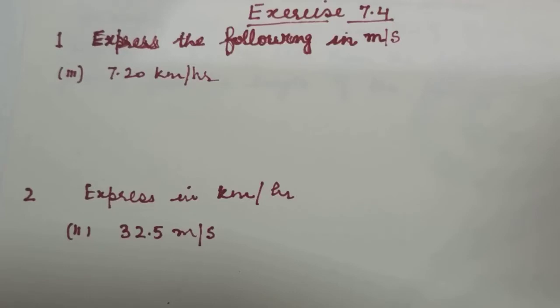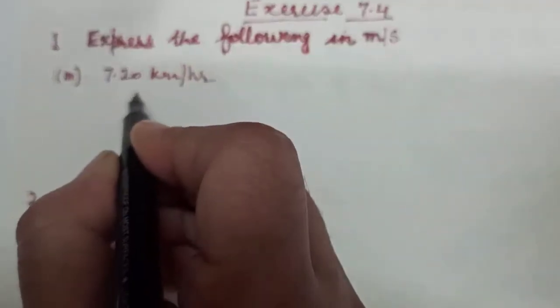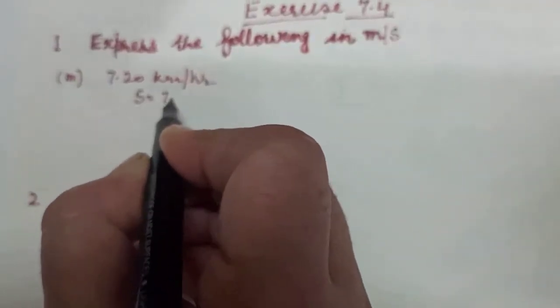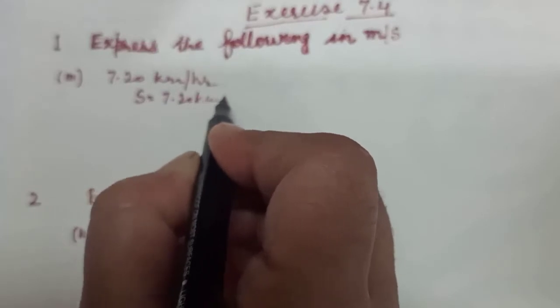First question is, express the following in meter per second. Third part is 7.20 kilometer per hour. In kilometer per hour, it shows that this is the speed given to us. So you will write here speed is equal to 7.20 kilometer per hour.